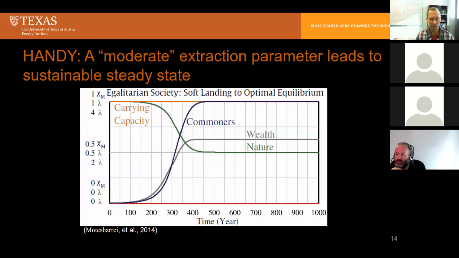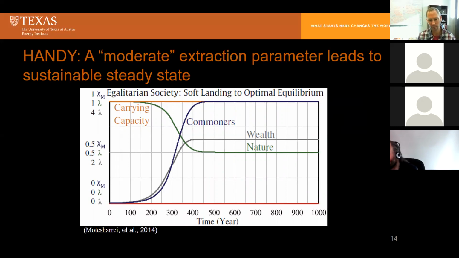So that's a little bit of the background of the math. Now, this is essentially a predator-prey model, if you will, or Lotka-Volterra model, of humans as the predator and nature as the prey. If you have this extraction parameter delta, if it's not too large, you can end up with this type of situation, just from their paper, where you end up in some steady state.